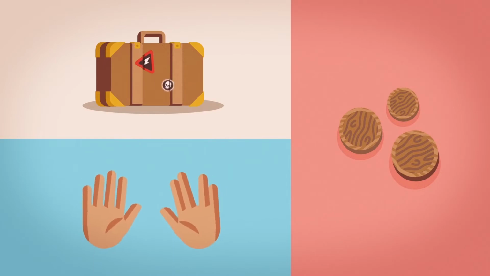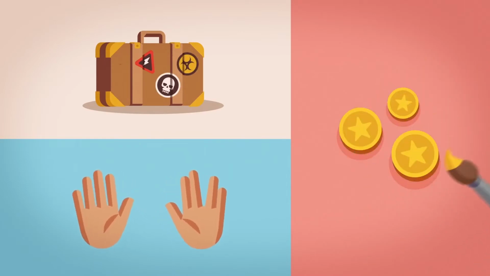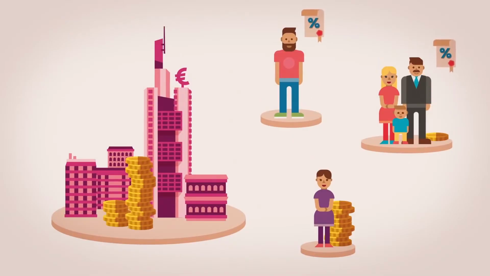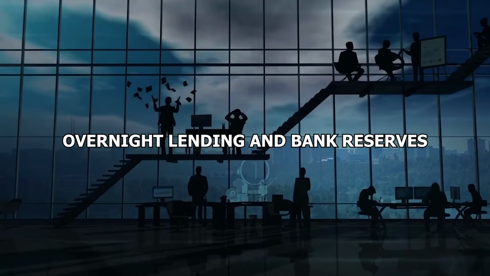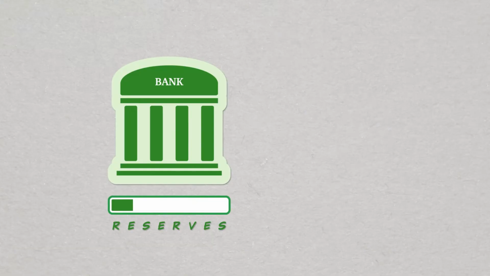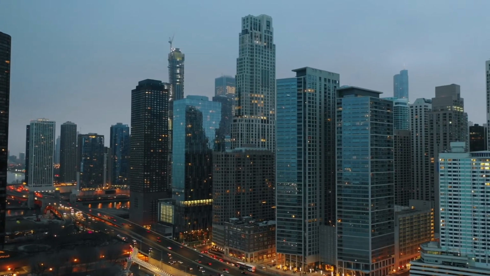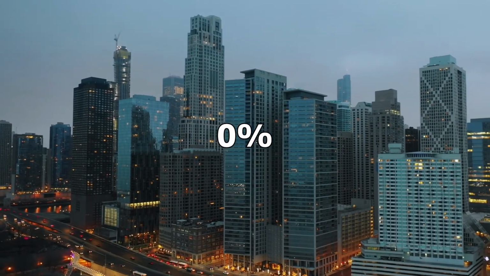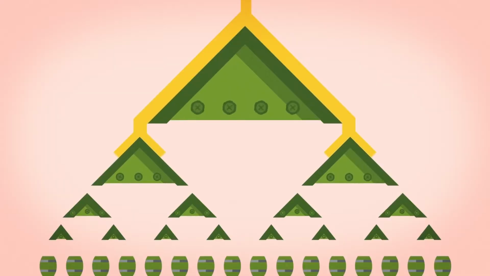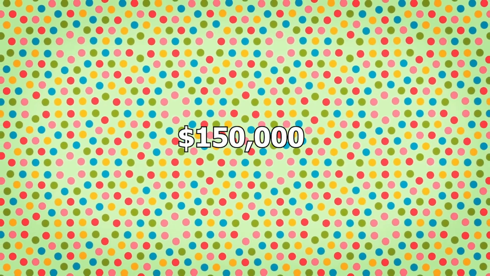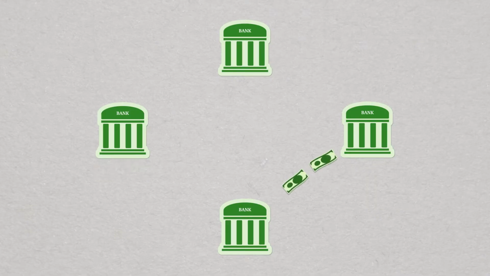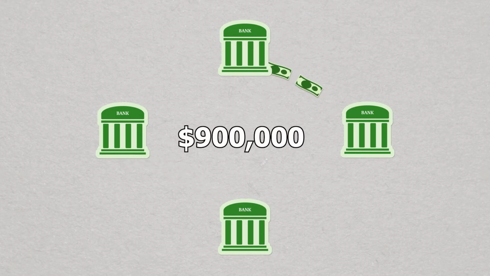Shifts in this crucial interest rate have a drastic effect on the building blocks of macroeconomics, such as consumer spending and borrowing, overnight lending, and bank reserves. Banks are required by the Fed to have a minimum number of reserves on hand, which is currently set at 0% in response to the 2020 crisis. Previously, the rate was set at 15%. This meant that a bank with $1 million on deposit had to maintain at least $150,000 on reserve and was free to lend out the remaining $900,000 to borrowers or other banks.